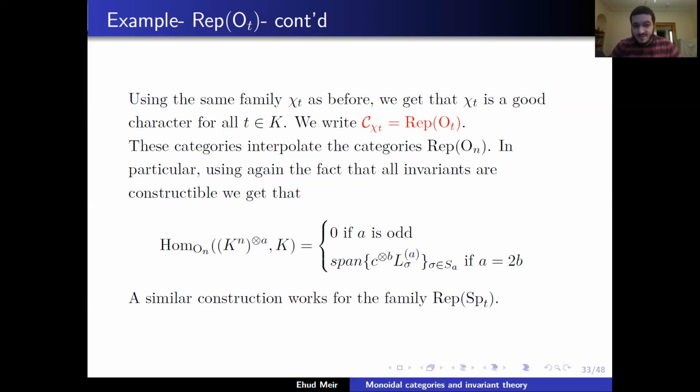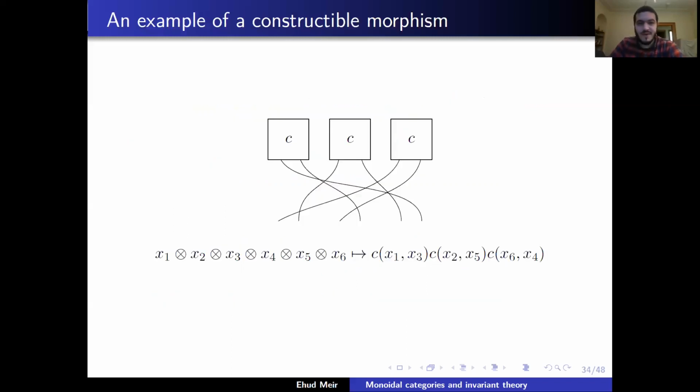And again, a similar construction also works for the family of representations of the symplectic group. So this is roughly how such a constructible element will look like. We have, in this case, 3 copies of C, and we just permute however we wish the entries to the 3 copies of C.